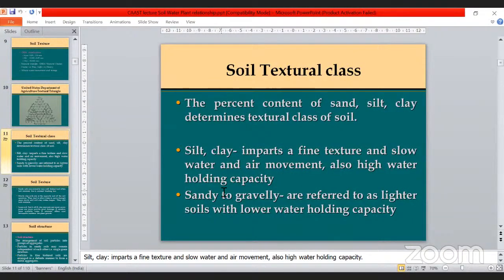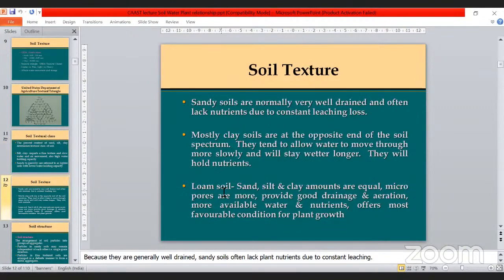So, soil texture classes: the percentage content of sand, silt, and clay determines the texture class of the soil. Silt clay imparts a fine texture and slow water and air movement, and also high water holding capacity. But sandy to gravelly refers to lighter soils, and they have lower water holding capacity, which we have already discussed.